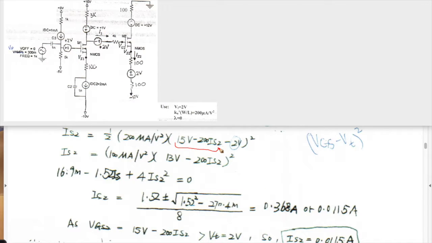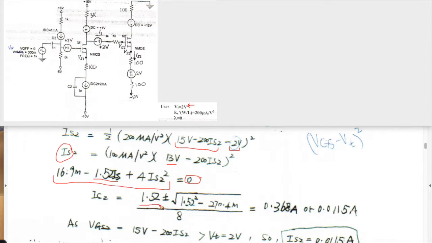So here's our VGS2 minus VT, and VT was given as 2 volts in this problem. So we use that 2 volts. And then you can add the 15 minus 2, which is 13 volts. And then multiplying that out, you get this. Remember to bring over this value to the other side so that you have it equal to 0. So plugging that in, this is our B term.